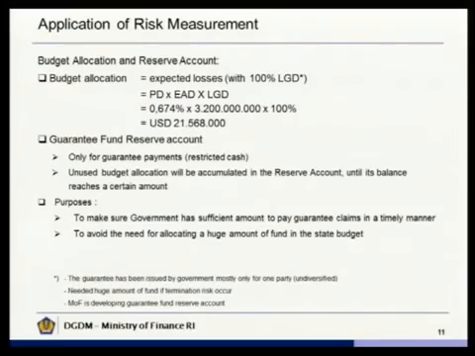And in terms of budget allocation, basically budget allocation is the same as expected loss, but in Indonesia we use 100% loss given default. It's different from the previous expected loss calculation, because our portfolio is mostly to one party, mostly to PLN. Our portfolio is undiversified, and we need a big amount of funds if the termination risk occurs. So we calculate the budget allocation as probability of default times EAD times LGD.